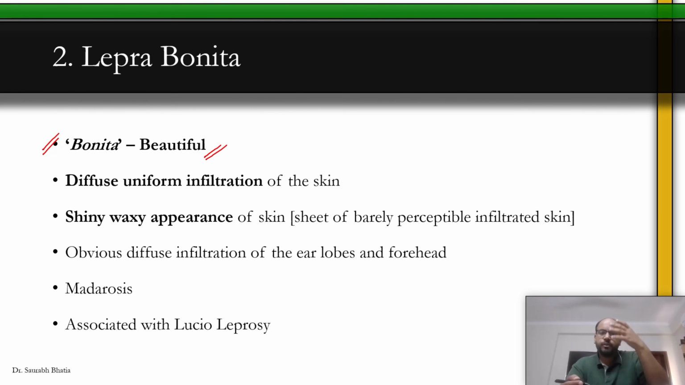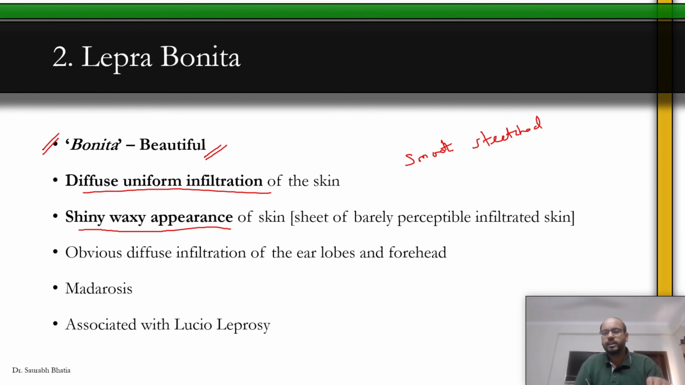Because of diffuse uniform infiltration, the skin appears stretched, smooth, shiny and waxy. So the skin has a certain shine to it in Lepra Bonita, and because of this stretched nature, there is not much wrinkling. Because of the whole infiltration of the skin, you see Lepra Bonita or beautiful leprosy. The patient appears as if the skin is very beautiful. So that is why Lepra Bonita.